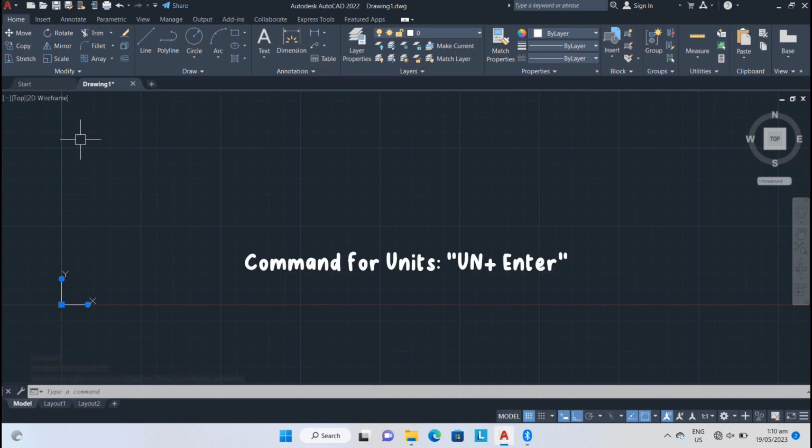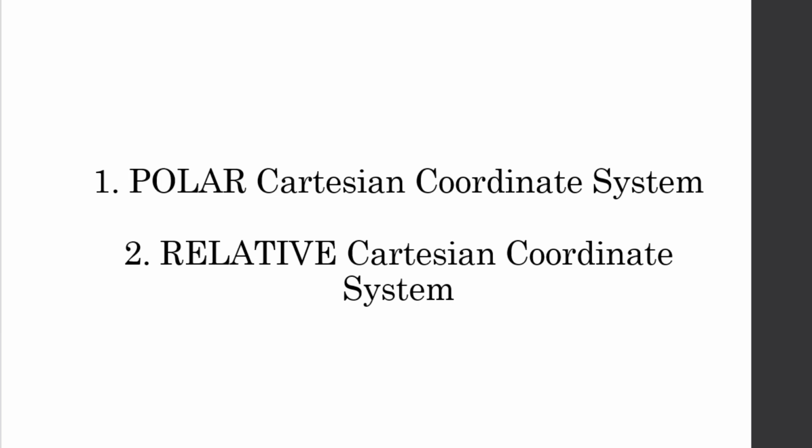for units. And now, let us discuss the two categories of the coordinate system in 2D AutoCAD, which are the polar Cartesian coordinate system and the relative Cartesian coordinate system.